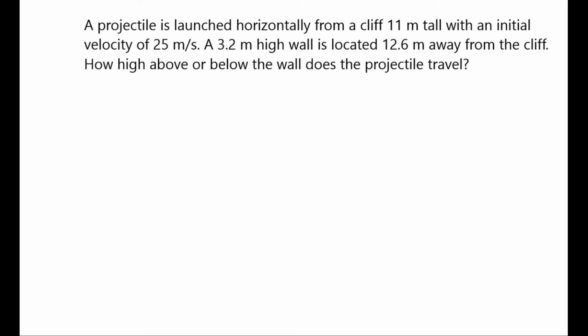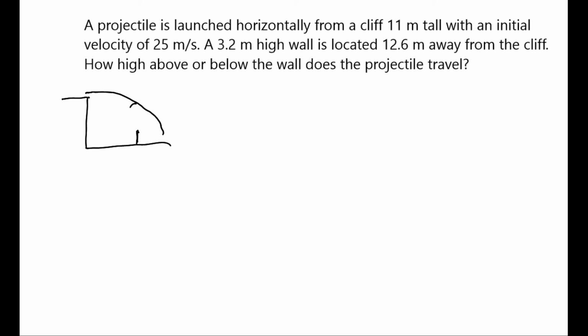Projectile is launched horizontally from a cliff 11 meters tall with an initial velocity of 25 meters per second. A 3.2 meter high wall is located 12.6 meters away from the cliff. How high above or below the wall does the projectile travel? So this one helps to draw a picture on. So there's our cliff. There's our wall. So it's going to travel like that, right?